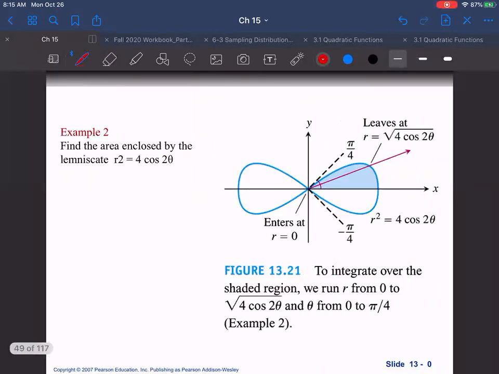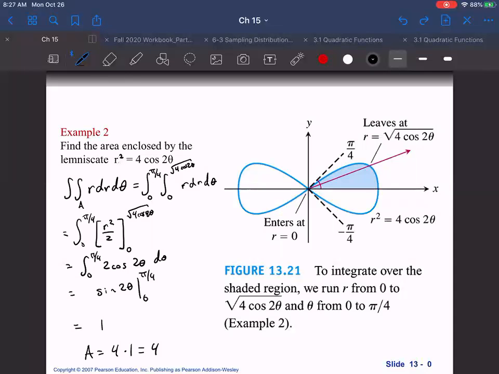All right, and so let's take a look here at this example. This is r squared equals 4 times the cosine of 2 theta. And so what I'm going to go ahead and do is give you a chance to try and set this one up and find the area. Look at when it enters, when it exits. You can look at the picture to see what your limits of integration should be, and then go ahead and give that a try while I pause this.